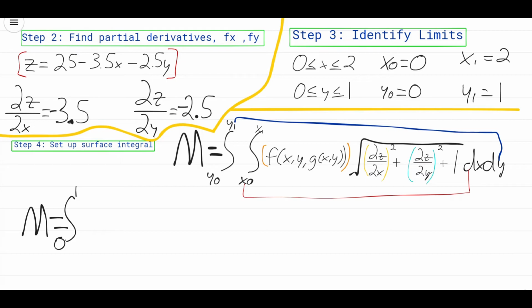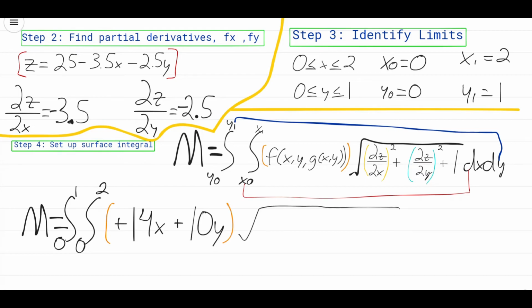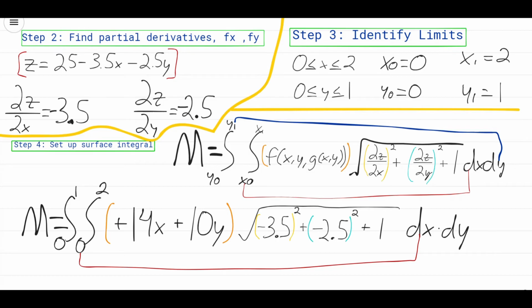So we know our m is from 0 to 1, y bounds, and the x bounds are from 0 to 2. Our f of x, y, z, we computed it to be 14x plus 10y. And then inside the radical, it's negative 3.5 squared plus negative 2.5 squared plus 1 dx dy. So now let's integrate this function. So we can factor out a 2 from 14x plus 10y. The y bounds are from 0 to 1, the x bounds are from 0 to 2, and what we're left with is 7x plus 5y because we factored the 2 out.